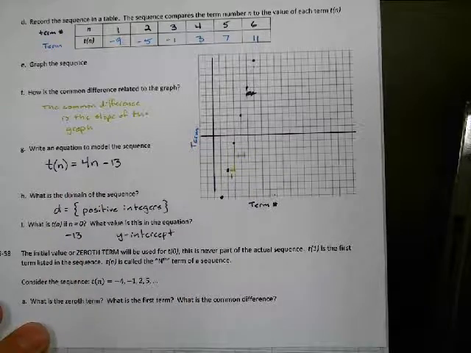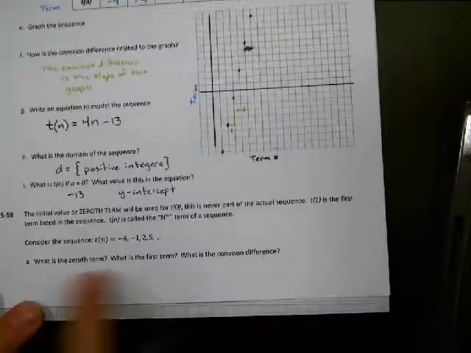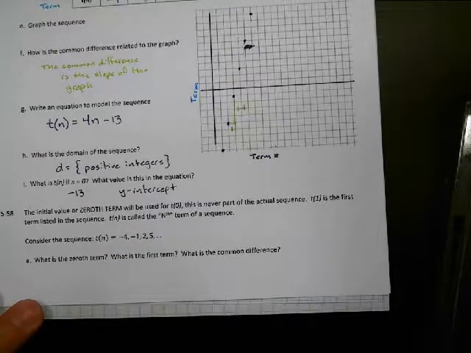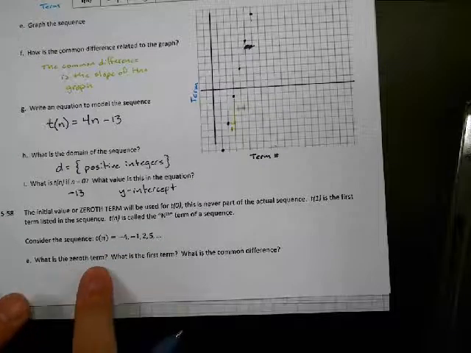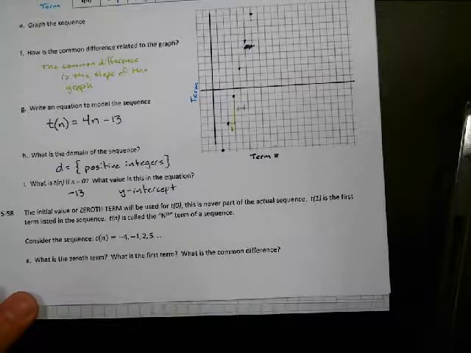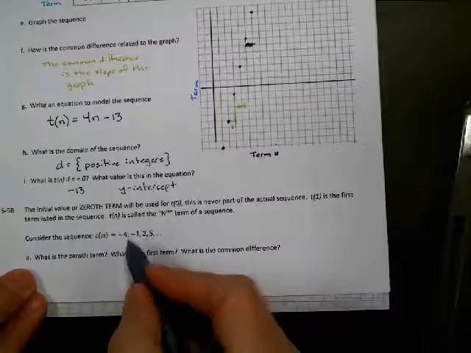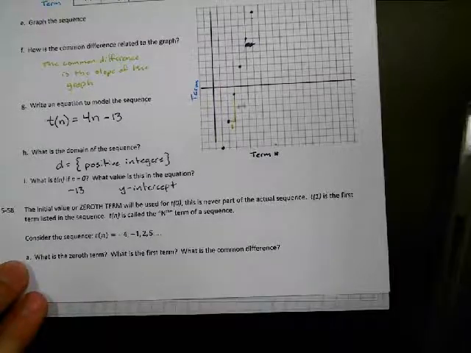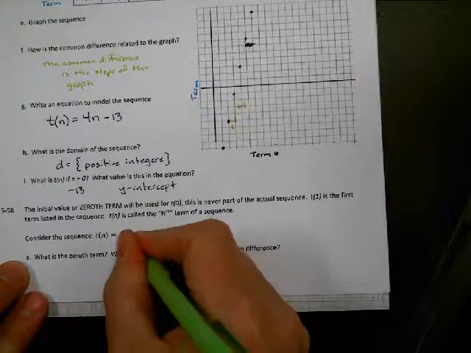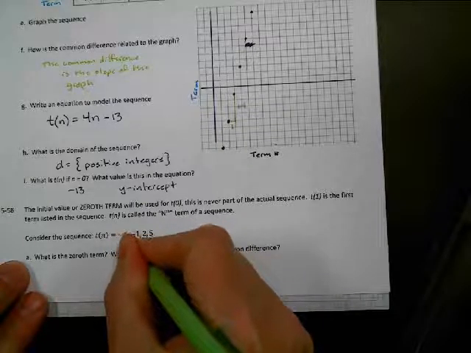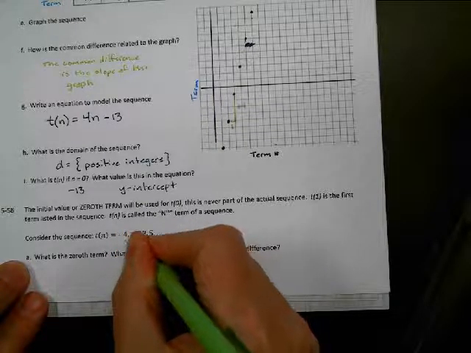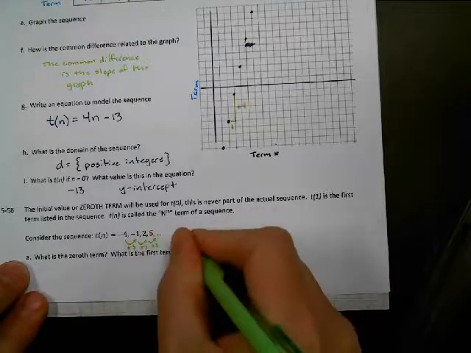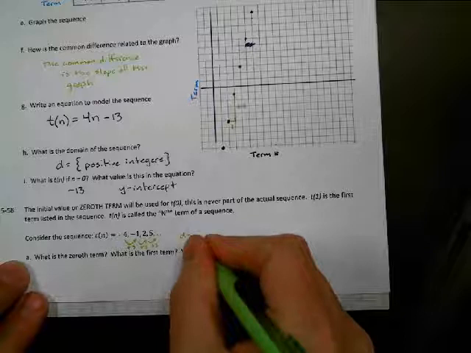All right, so let's consider the sequence negative 4, 1, 2, and 5. What's the 0th term of the sequence? Well, I need to find the common difference first. So what's happening each time? Well, it looks like I am adding 3 to get from here to here, adding 3 to get to here, and adding 3 right here. So it looks like my common difference is 3. So that's kind of like my slope.